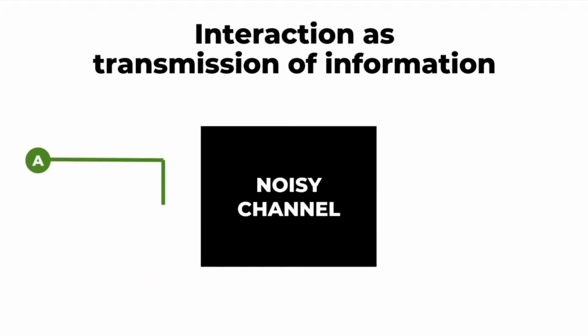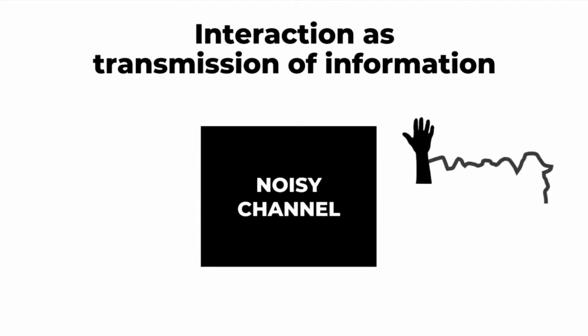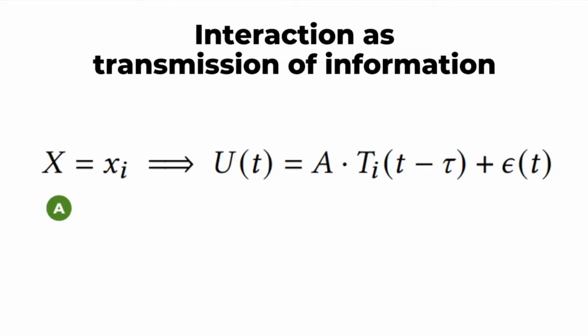A key idea behind this approach is the modeling of the interaction process as transmission of information from the target to the user. We see the movement of the target as being our signal, which is going through a noisy channel and appearing as the user behavior on the other side. This way, if the user's state is that of wanting to select target A, it means that the user behavior we observe will be a distorted version of the target motion.